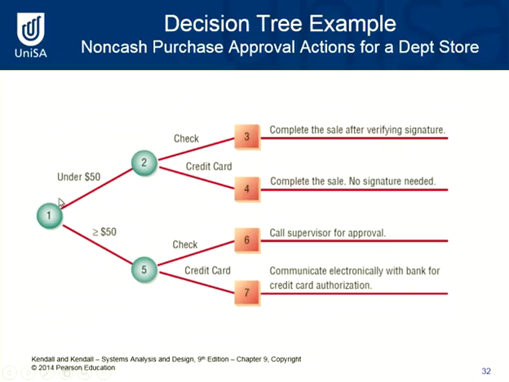So if the purchase is under $50, you can pay via check or credit card. If it's greater than or equal to $50, you can pay via check or credit card. And it just basically shows you what needs to occur depending on the amount spent and the way that someone has paid, what needs to be done. So if they've spent less than $50 and they're paying by credit card, you complete the sale with no signature required. If it's over $50 and they're paying with a credit card, you communicate electronically with the bank for credit card authorisation. Okay? What's that scenario similar to?